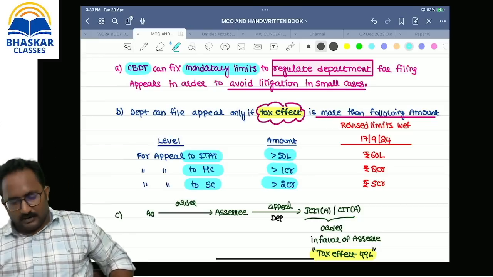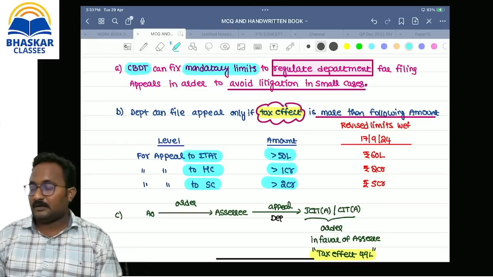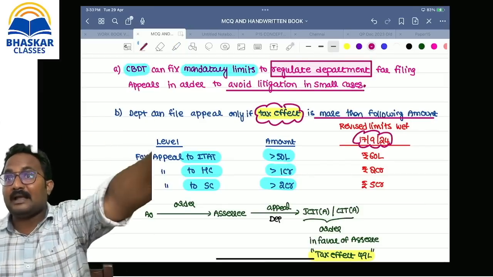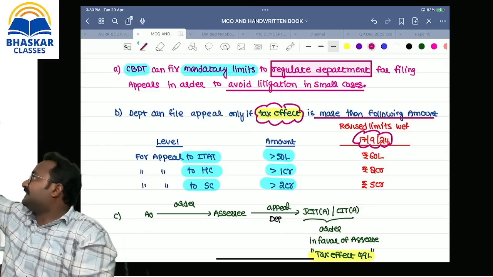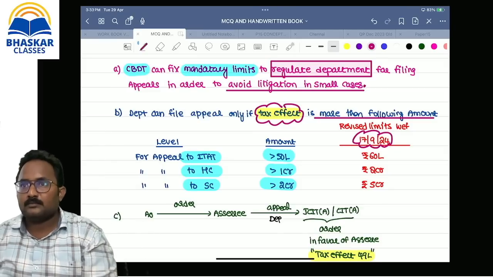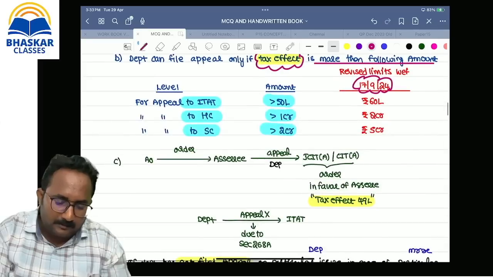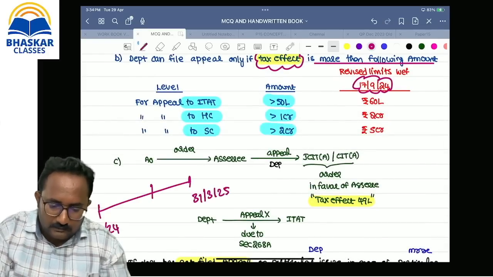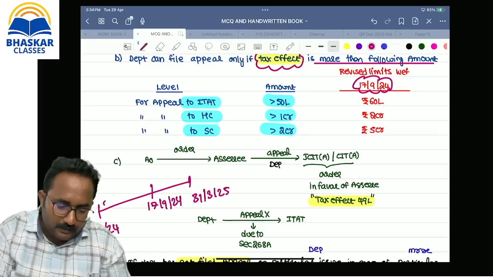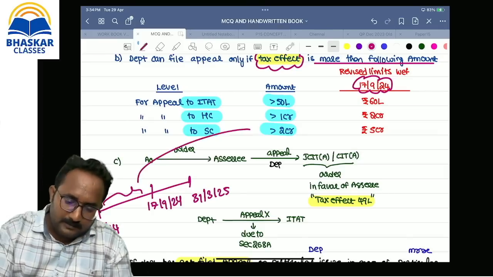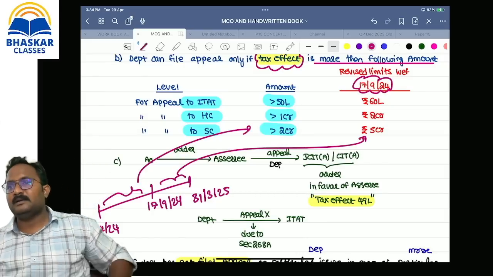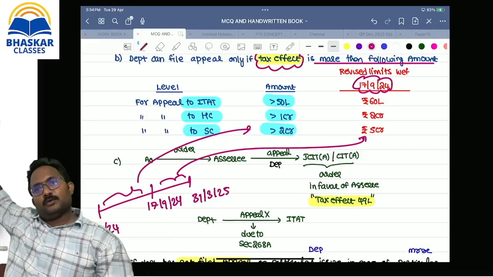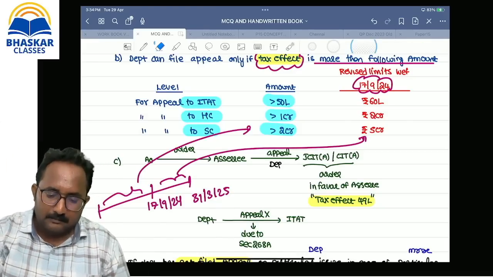Now I will tell you one simple point. These limits are revised from a particular date. If the department wants to make an appeal on or after this date, the limits will be 60 lakh, 2 crores, 5 crores. Our previous year means 1/4/2024 to 31st March 2025. In that, we have 17/9/2024. If the department wants to make an appeal before that, check the old limits. On or after that, you have to check the new limits. The date is 17/9/2024.